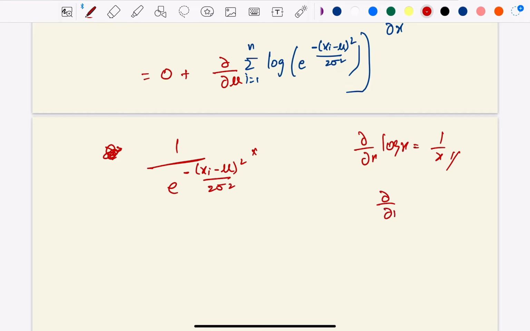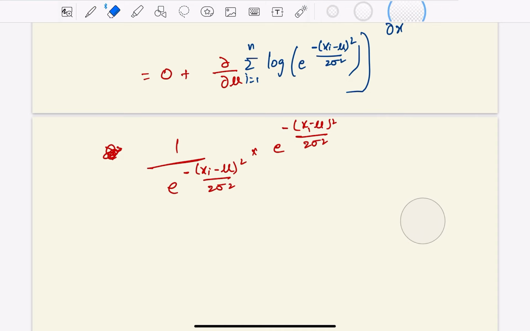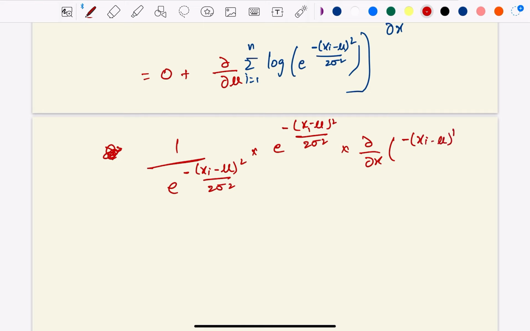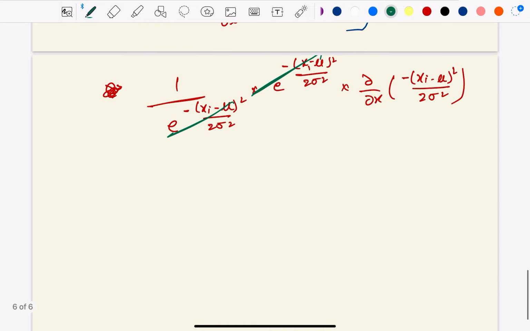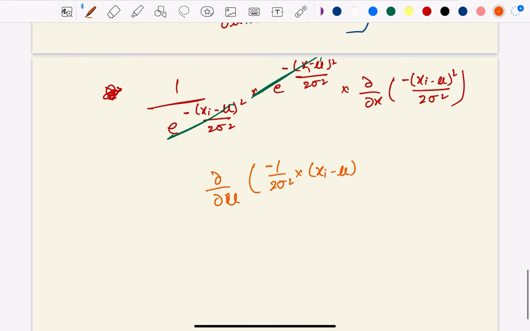So derivation of d by dx of e power x is equal to e power x. So you consider this term as an x, and due to the derivation you'll get the same part, right? And now you do the derivation of this, because you consider this as an x. So dy/dx of minus (xi minus mu) whole square divided by 2 sigma square. Now both these terms will get cancelled. Now you are left with only this term, mu, sorry. So minus 2 sigma square to (xi minus mu) whole square.